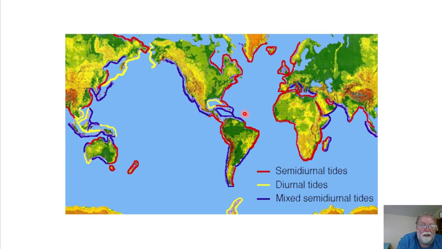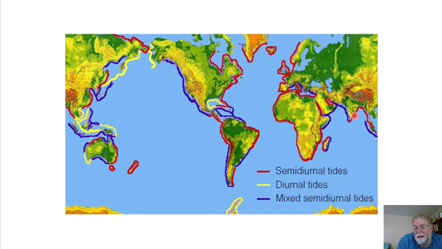When I look at this, you can see here that the Gulf of Mexico has diurnal tides, two high and two low in a 24-hour period. But once again, the East Coast of the U.S. has semi-diurnal, four high and four low. But for some reason, for example, right there in the Caribbean, it switches to mixed. Right here, it switches from semi-diurnal up here to mixed down here.